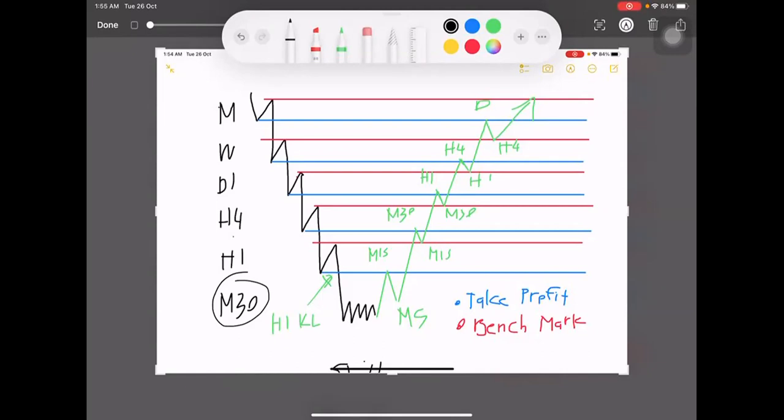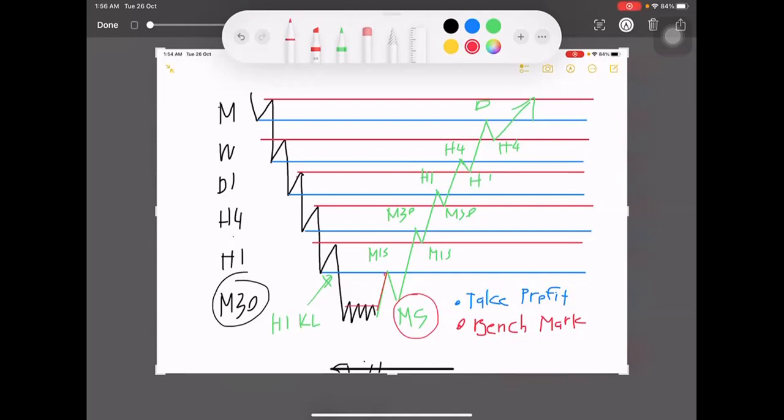Is it the H1 key level, or the benchmark? No, actually this one. From this one. Okay. All the entries from the M30 breakout to the H1 breakout, isn't it? So we want entry.